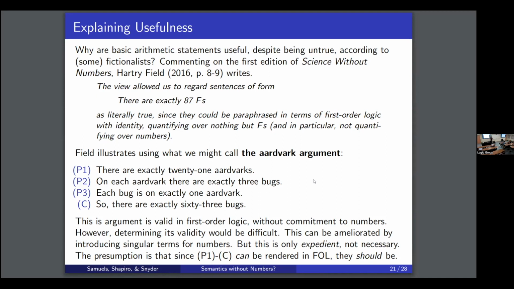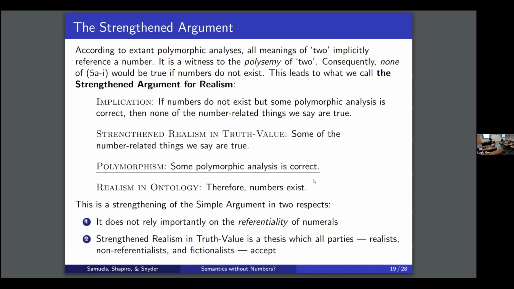Now, notice that the presumption here is something like the following. Because we can translate certain sentences into first order logic without commitment to numbers, we should be translating in that way, right? That's the crucial presumption here. So to go back to your question, Stefan. Why shouldn't we be translating numerical statements like "Mars has 2 moons" into first order quantificational logic? Well, I gave you an argument, right?